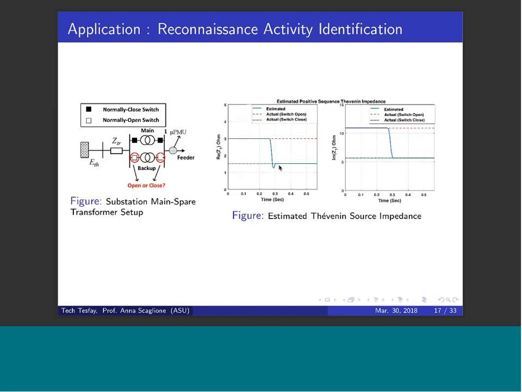And the blue line shows our estimates of the impedance, where it gets half of what it was whenever we close the switch for the backup transformer, which also means that we are able to estimate the values of the Thevenin impedance and conclude that whenever the impedance gets half, the backup transformer switches are closed. And then we compare this conclusion with the SCADA traffic, which reports the status of the switch. And if there is a mismatch, we can conclude there is a reconnaissance activity going on, and we write the necessary alerts to report that.